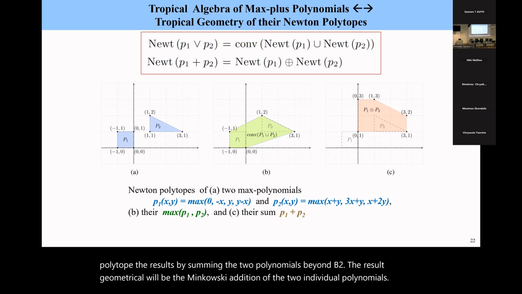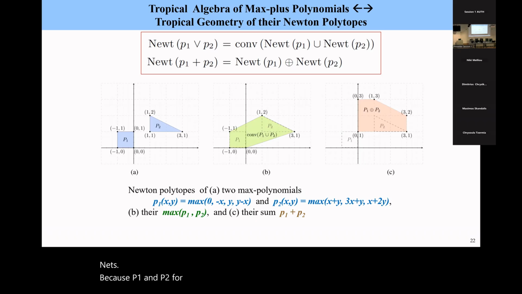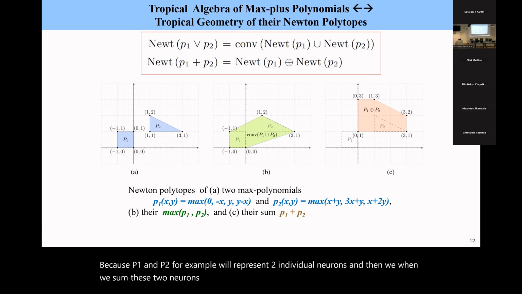This last operation will be very useful for understanding the geometry of neural nets. Because P1 and P2, for example, will represent two individual neurons. And then when we sum these two hidden neurons to obtain, let's say, an output neuron, then the polytope of the output neuron will be the Minkowski sum of the polytopes of every neuron.